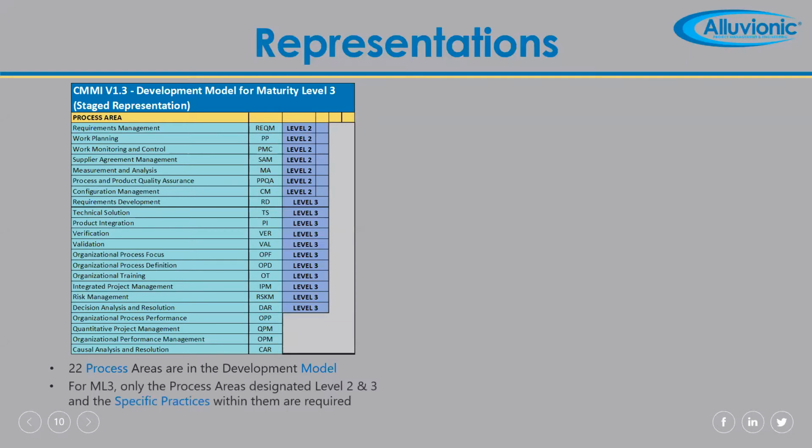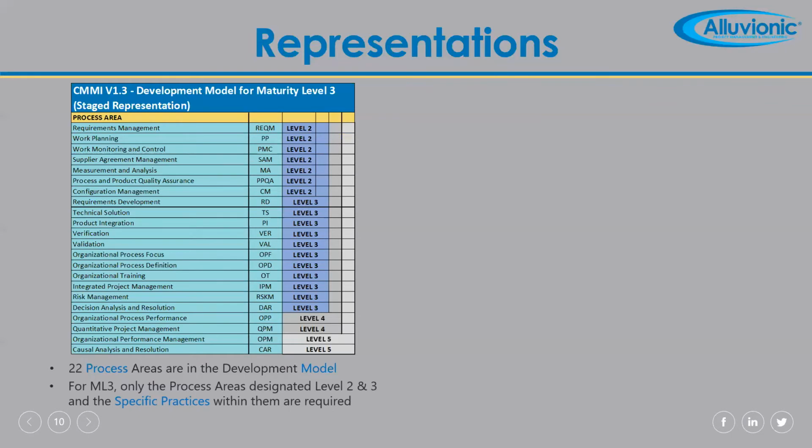Now, if you wanted to achieve a maturity level of 4, you would add the PAs of organizational process performance and quantitative project management. Similarly, if you wanted to achieve a maturity level of 5, you would then add to that organizational performance management, and causal analysis and resolution. That's how the old model worked.